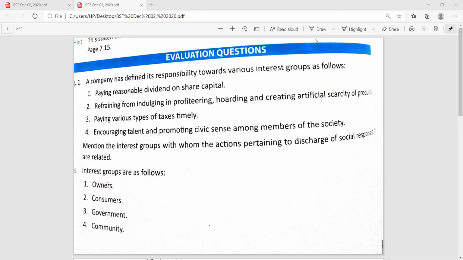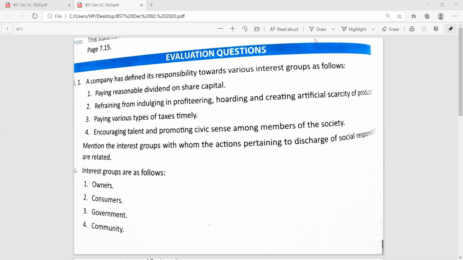A company has defined its responsibility towards various interested groups as follows: paying reasonable dividend on the share capital, refraining from indulging in profiteering, hoarding, and creating artificial scarcity of the product, paying various types of taxes timely, encouraging talent and promoting the civic sense among the members of the society. You have to mention the interested groups with whom the actions pertaining to discharge of social responsibilities are related.